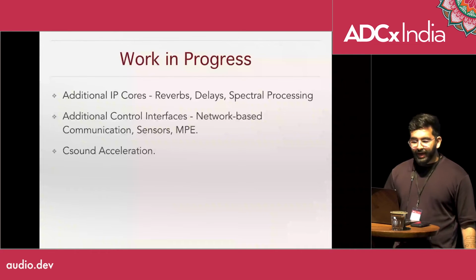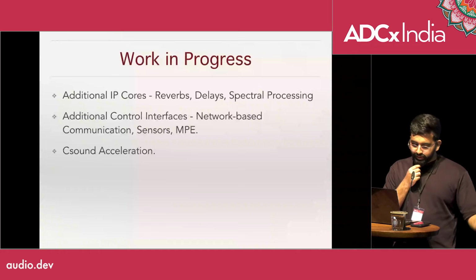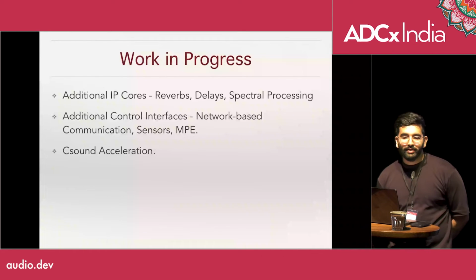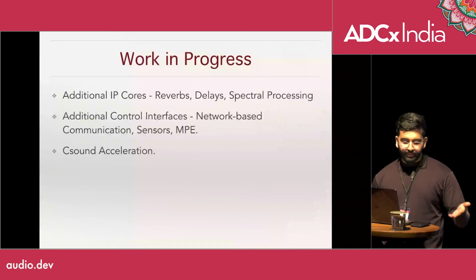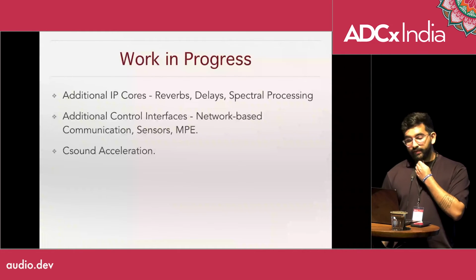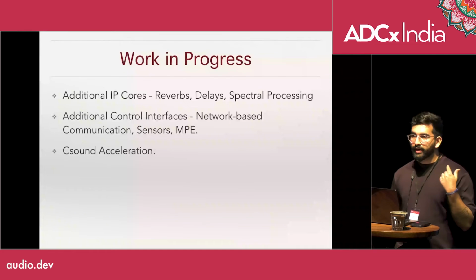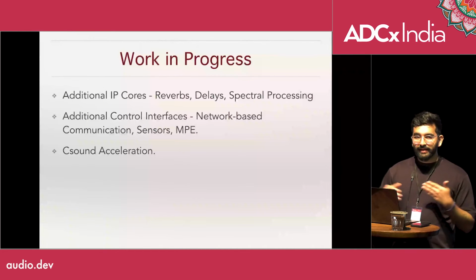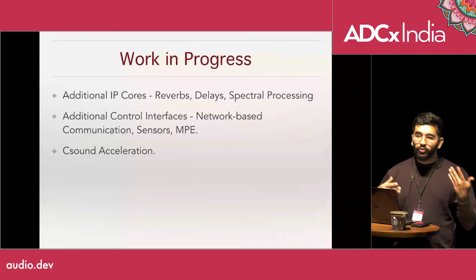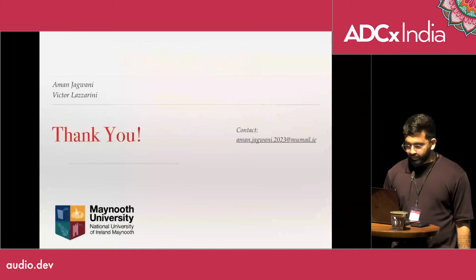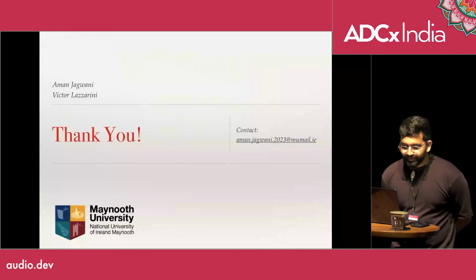Works in progress right now are additional IP cores like reverbs, delays, spectral processing, and more control surfaces. We're also working on Csound acceleration. Csound is a sound and music computing system like Pure Data or SuperCollider. We have Csound running on the board already. We made a bare metal build for Csound and it's working on the board. Now we are working on interfacing it with the existing IP cores and making new IP cores for the unit generators and opcodes of Csound. So that's it. Thank you. Hope you enjoyed.